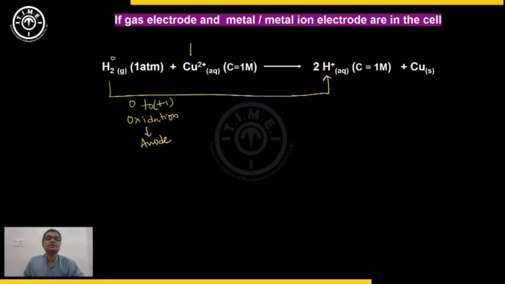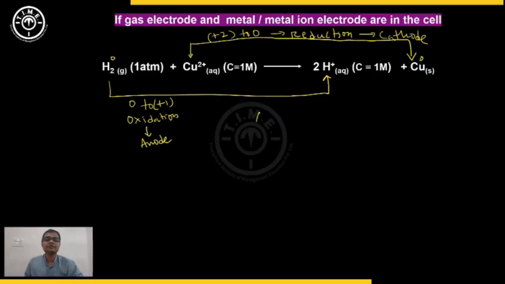Next, Cu2+ ion. The copper oxidation state is +2. Here, the copper oxidation state changes from +2 to 0. So, +2 to 0, decreasing of oxidation state is called reduction. The reduction reaction takes place at the cathode only. Now you have to write the cell notation. In the cell notation, the left-hand side has the anode and the right-hand side has the cathode. The two electrodes are separated by two vertical parallel lines.